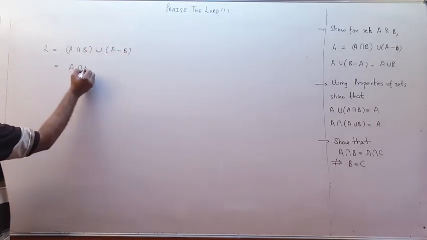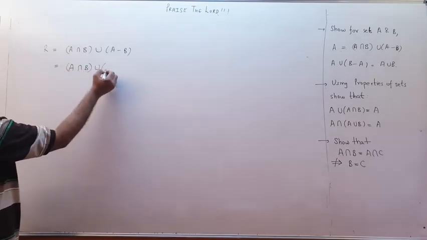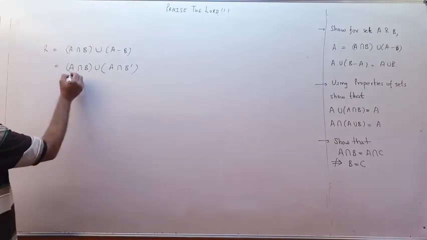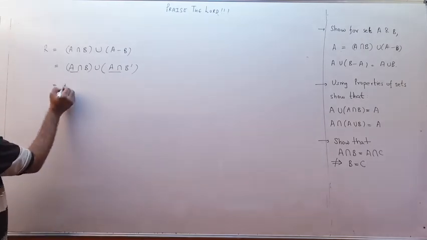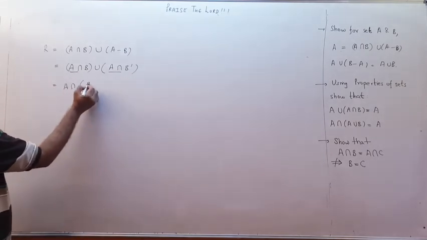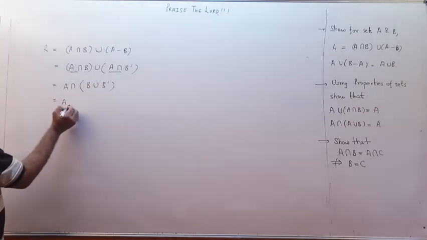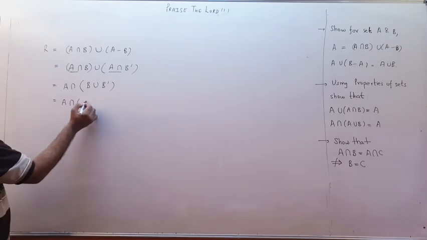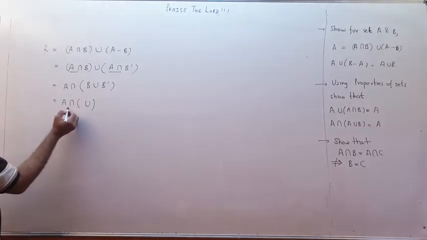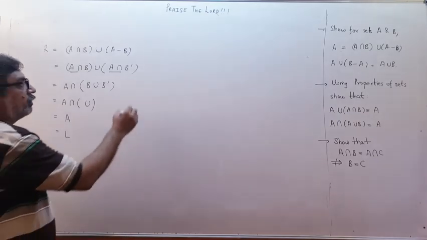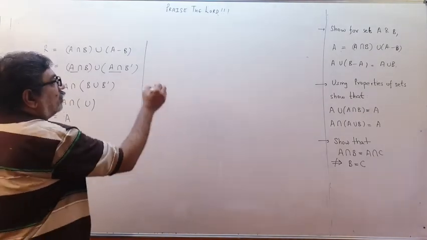Children, this is A intersection B union, this you know it is A intersection B dash. I take A intersection common from both. So I am left with B union B dash. So this is A intersection B union B dash, that is U by properties, and A intersection U will be A and that is equal to LHS. So easy. Look at the next one.